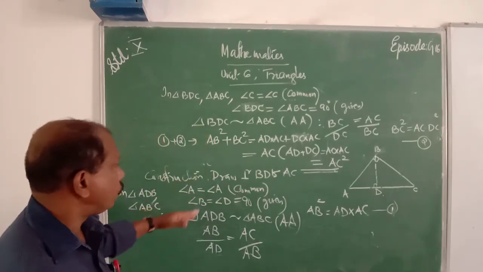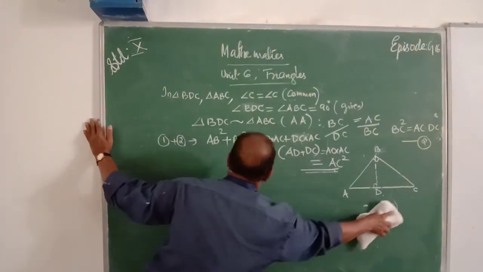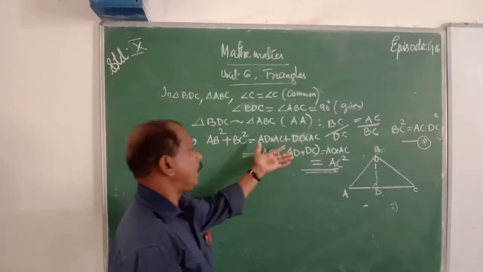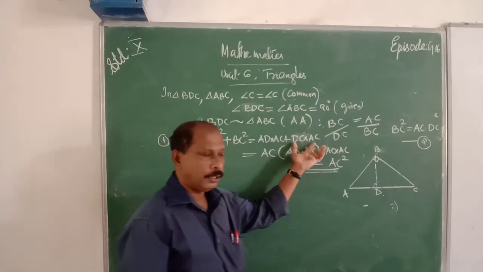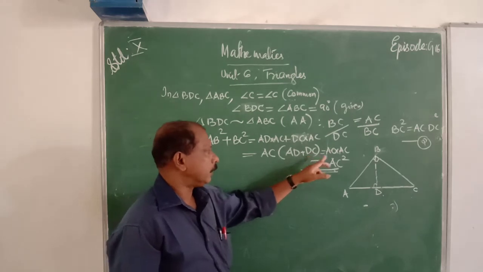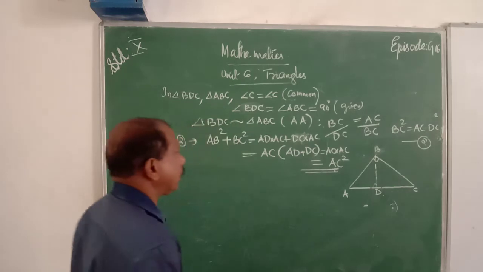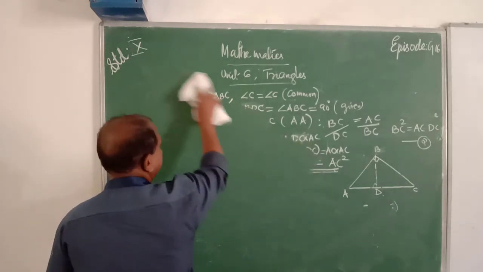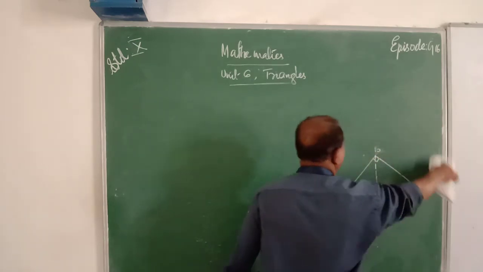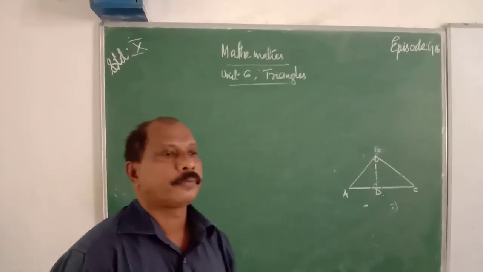Then adding these two equations 1 and 2, we get AB square plus BC square is equal to AD into AC plus DC into AC. We take AC as common: AC into AD plus DC, that is equal to AC into AC, which is equal to AC square. That is the Pythagoras theorem. Once again the theorem: in a right angle triangle, the square of the hypotenuse is equal to the sum of the squares of base and altitude.